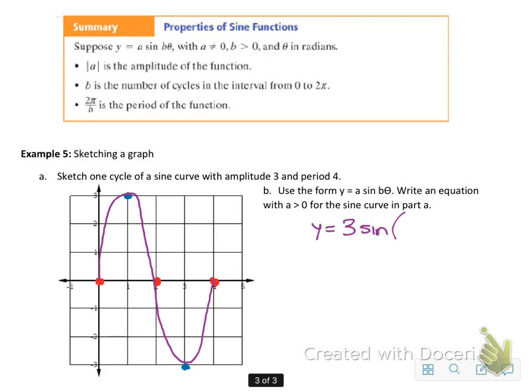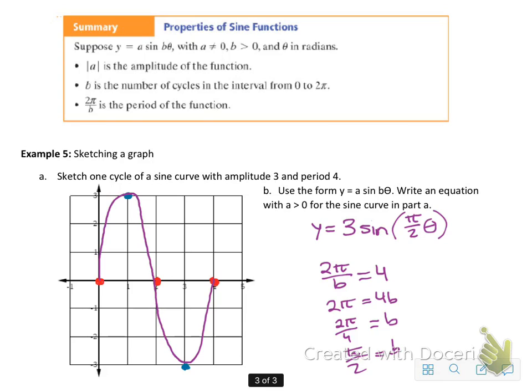Now we know b is the number of cycles in the interval from 0 to 2 pi. We also know that the period is 2 pi over b. So if the period is 2 pi over b, and our period is 4, we can set them equal to each other, which means that 2 pi equals 4b, and b equals 2 pi over 4, which is the same thing as pi over 2, which means that b is pi over 2. So when we go to put it in the equation, we write pi over 2 theta. There you go. That's the equation.